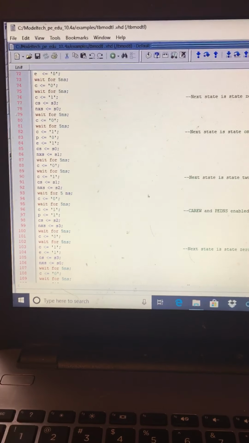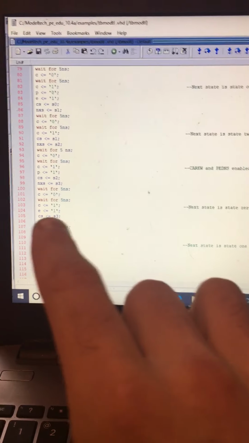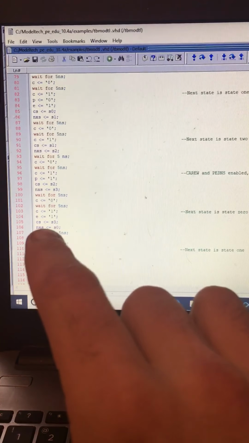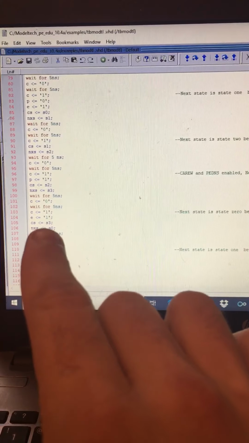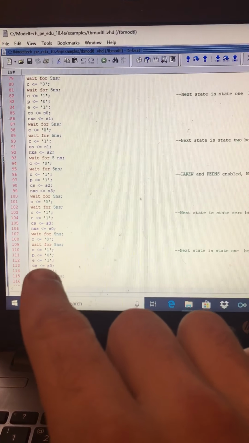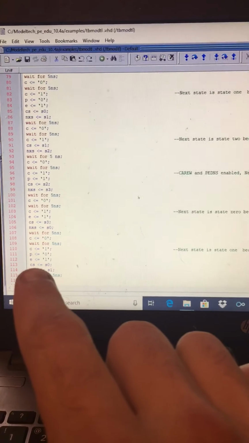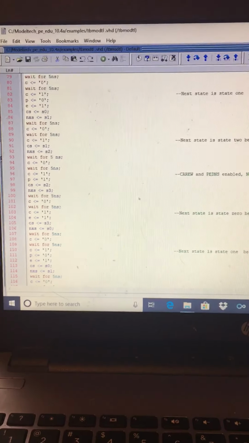And at the next rising edge, it will be in state 3, and a car is detected in the east-west direction, and the next state will be state 0. And then at the next rising edge, no pedestrians detected. A car in the east-west is detected in state 0, so the next state is state 1.